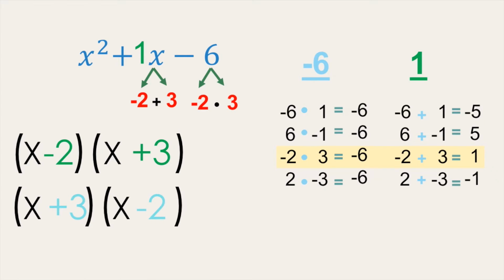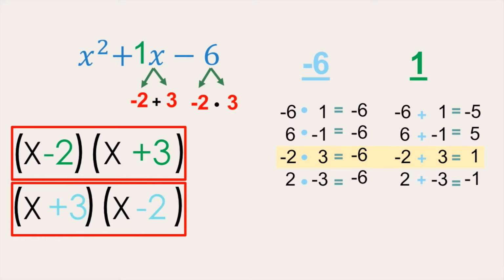Now, would our answer still be correct if we flipped the positive 3 and the negative 2? Absolutely. Multiplication terms can be flipped and they still equal the same thing. So the product of the two binomials x minus 2 times x plus 3 is a factored form of the trinomial above, as well as the product of the binomials x plus 3 times x minus 2.